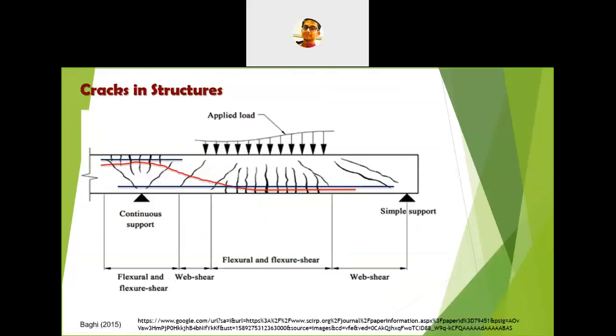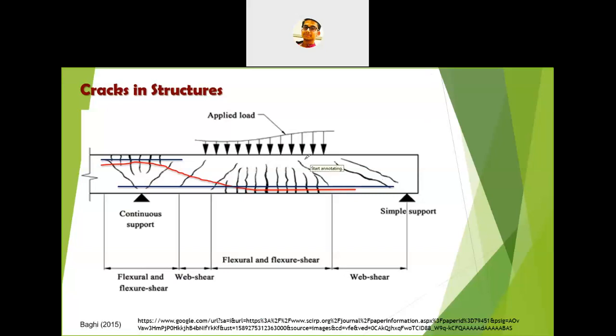Now we'll see some of the structural cracks. I hope this diagram is quite familiar to you. In this you can see two types of supports they have shown: one is simple support and one is continuous support. When we apply load, you can see different types of cracks in any type of flexural members. Here you can see this. Let me annotate for you again.